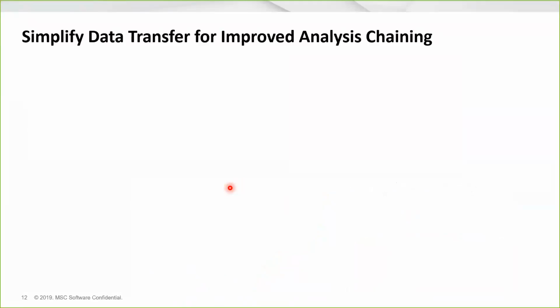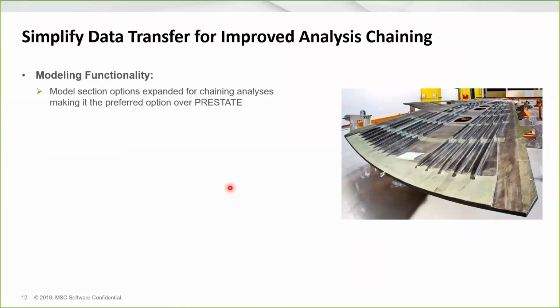The other enhancement that we're calling SMART is simplifying data transfer for analysis chaining. Really what this is about is model section. Not everyone knew about model section before. If you're not familiar with it, again, I encourage you to take a look at it. We've expanded it for chaining analyses so that it's easier to do that. And really, we think this is the preferred option over pre-state now. So if you are using pre-state, we encourage you to take a look at model section.